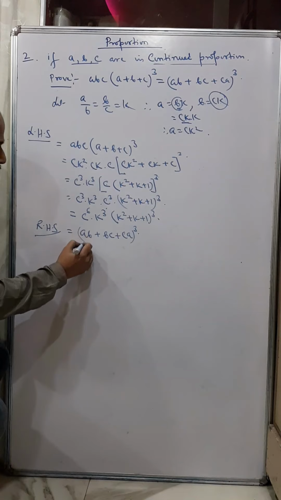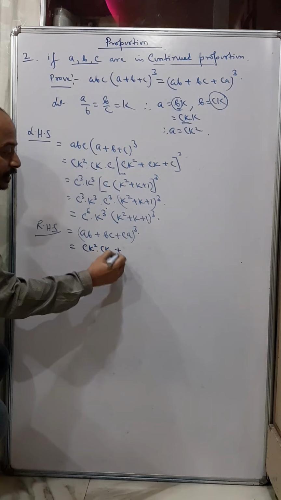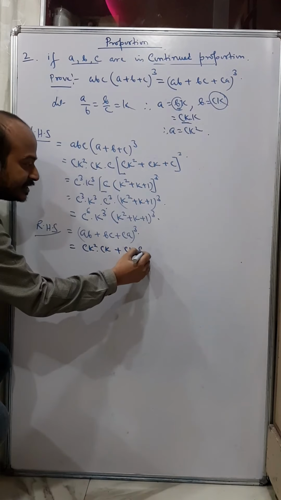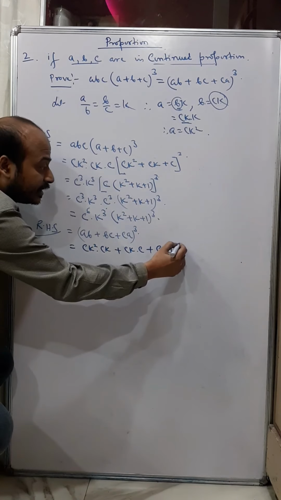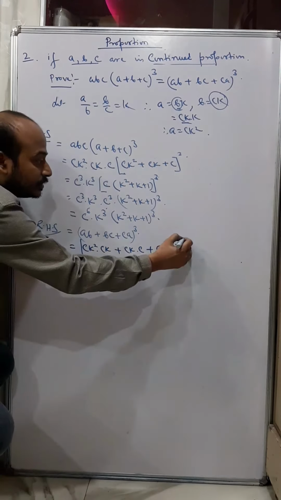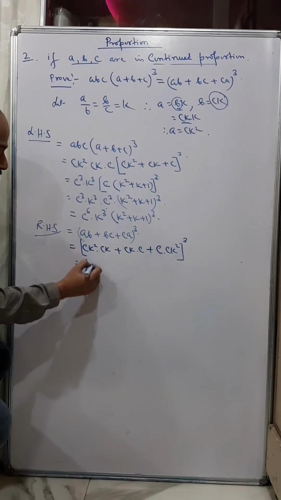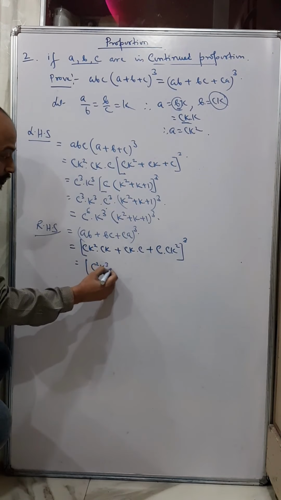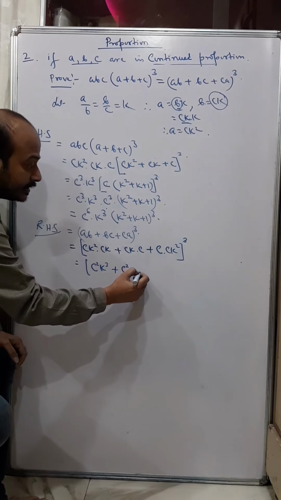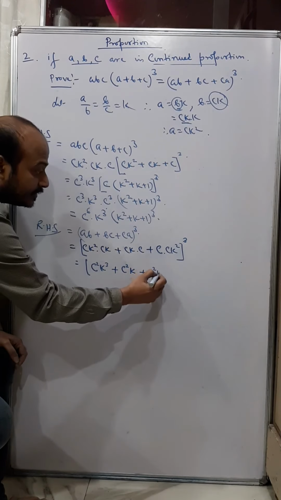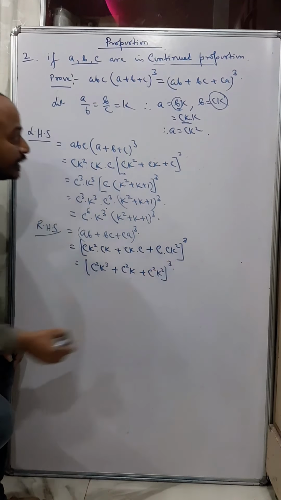So AB again, A means CK square, B means CK, again B means CK, C means C, here C means C and A means CK square and whole cube. So you get what? I get here C square K cube plus C square K plus C square K square and whole cube.